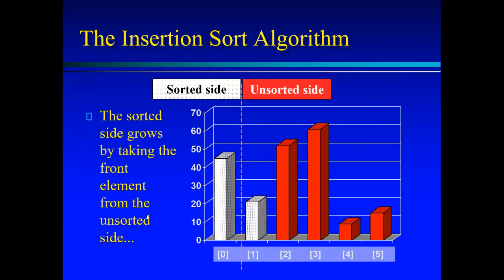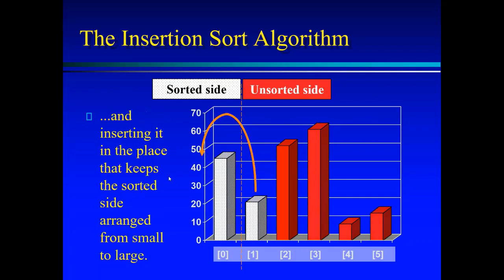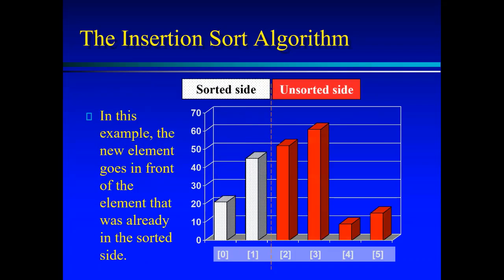Again, the first sorted side is the first element. Then we're going to proceed with the second element and compare it with the first element. Since this is smaller, we're going to insert it before the first element. It means the second element will now be the first element, while the first element will now be the second element. So after swapping, the first two elements will be part of the sorted side.